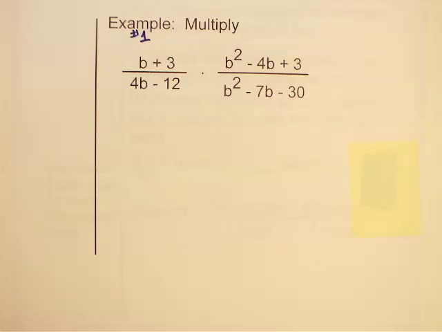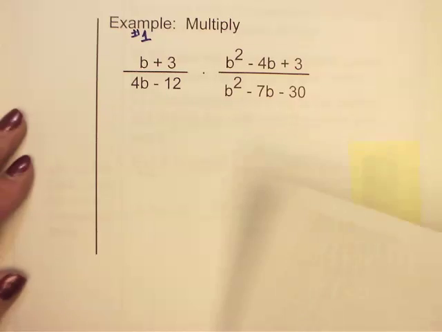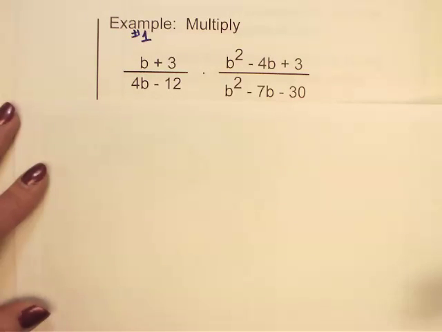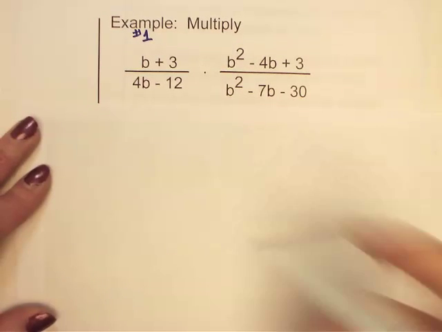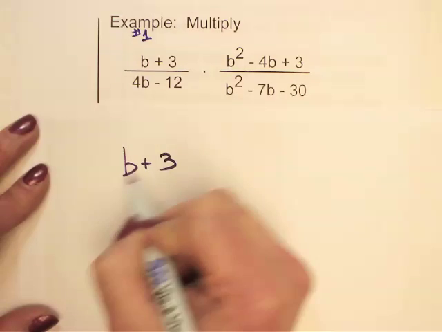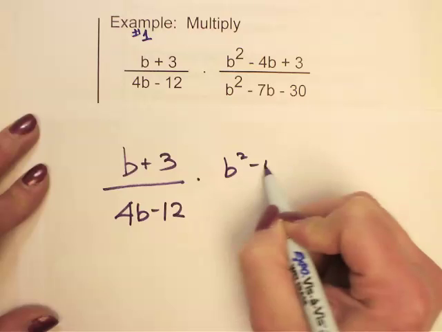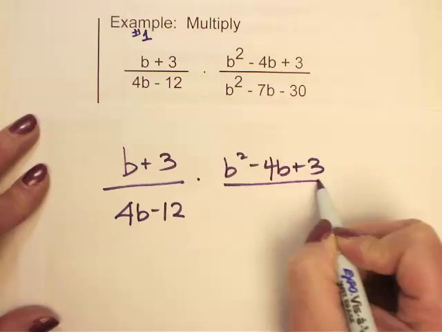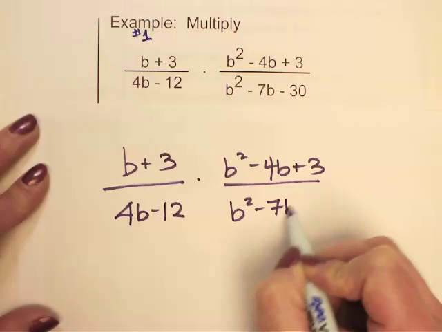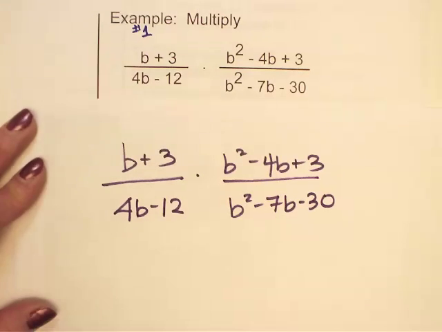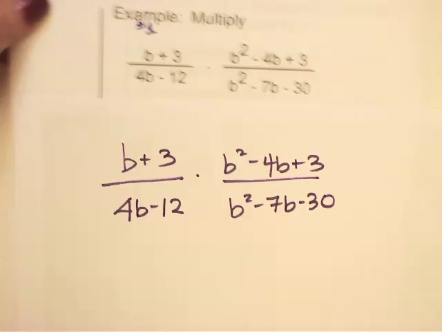Remember what step 1 said, we had to factor all the way. So I'm going to start factoring this. I've got b plus 3 over 4b minus 12 times b squared minus 4b plus 3 over b squared minus 7b minus 30. Let's start factoring.